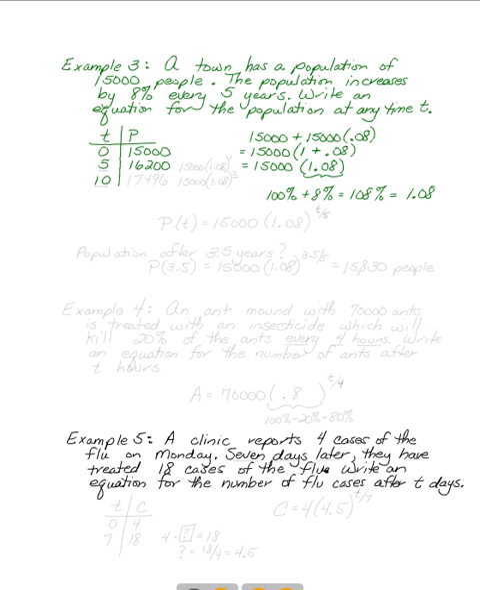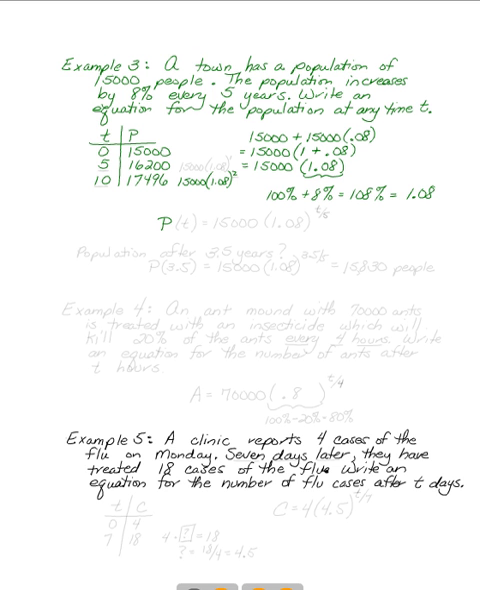At 10 years, that's the next point we'll know, and in that case, we're going to do our 15,000 times 1.08, and remember, we're going to have done it once already, so we're going to do it a second time, and in that case, we'll have 17,496 people, and so on and so forth.